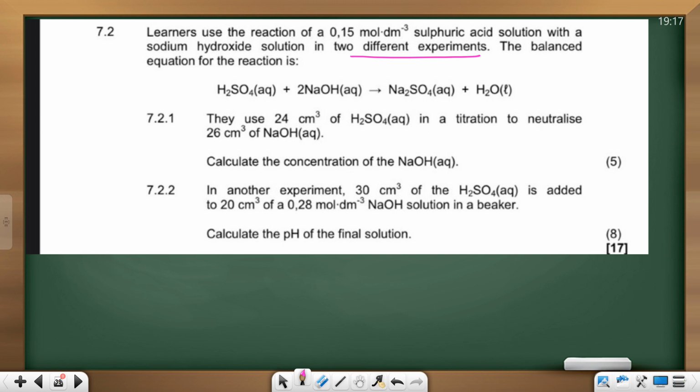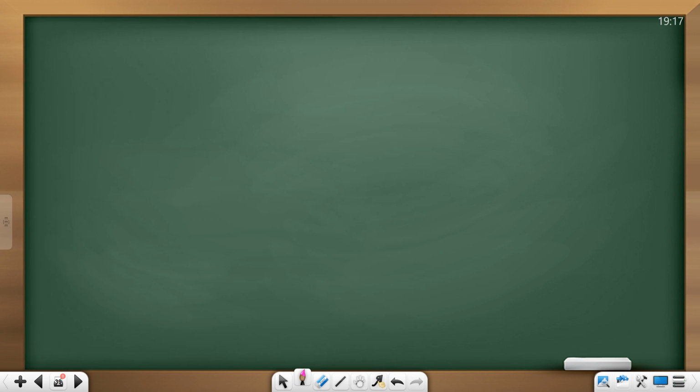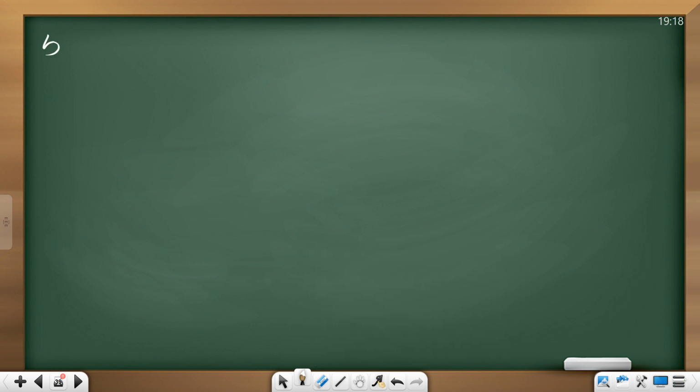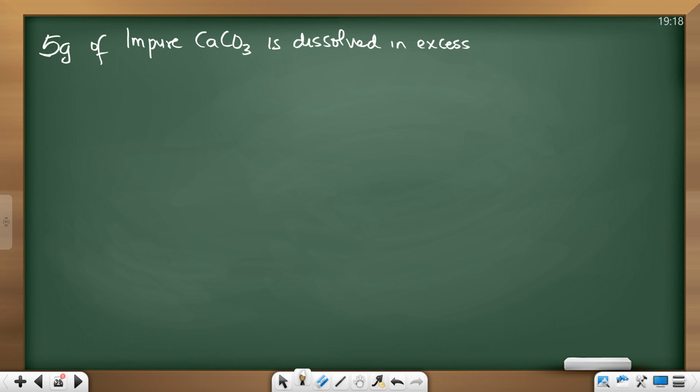Reacting with excess. So a base will react with what? I'm creating this question before I answer it. Guys, just allow me to create this quickly in 2-3 minutes. I may be wrong with my values, but it's the idea. 5 grams of impure calcium carbonate is dissolved in excess hydrochloric acid.